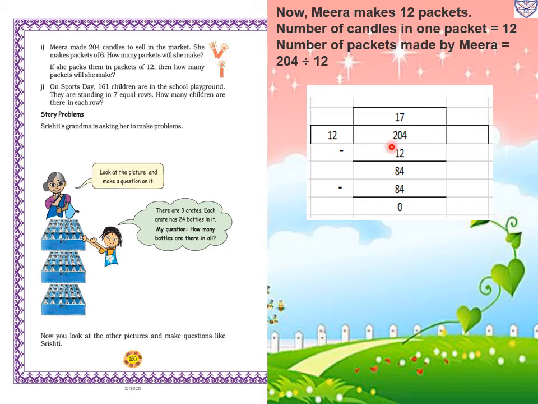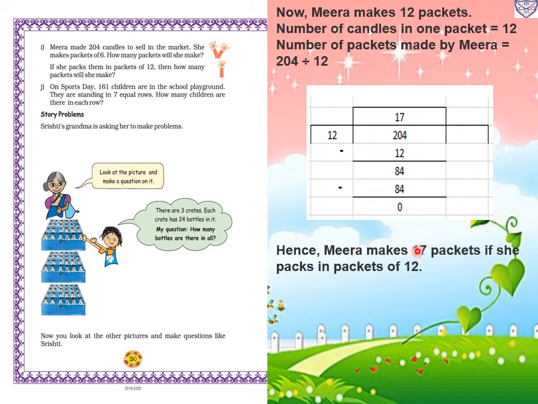So first we will take 20. In the 12 table, 20 will not come. So we will take 12 ones are 12. 20 minus 12, we will get 8, and 4 will be carried down. So that will be 84. Now in the 12 table, when 84 comes, 12 sevens are 84. So 84 minus 84 is 0. So hence Mira makes 17 packets if she packs in packets of 12.